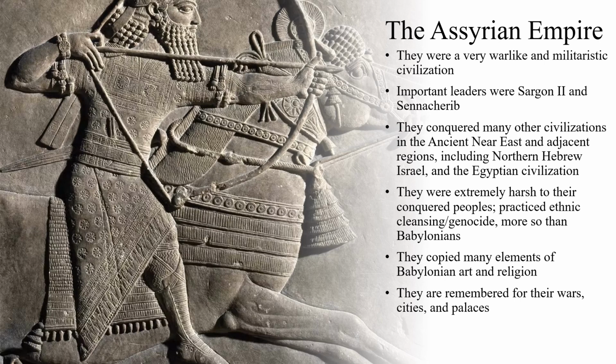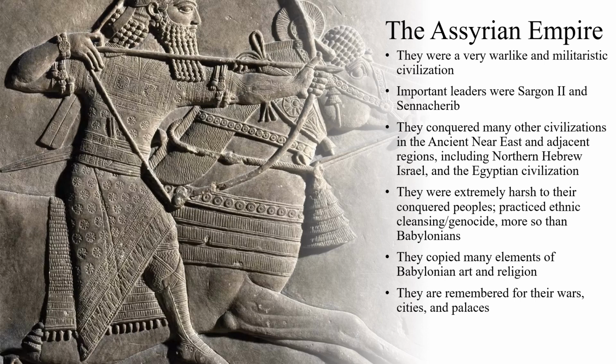Now we'll discuss the Assyrian civilization, which existed during the intermediate period between the Old Babylonian Empire of Hammurabi and the Neo-Babylonian Empire of Nebuchadnezzar. The Assyrian Empire shared many cultural similarities with the Babylonians, being that they were both Mesopotamian civilizations. But the Assyrian Empire was even more warlike than the Babylonians were, and even more cruel to the people they conquered. They are a very warlike and militaristic civilization.